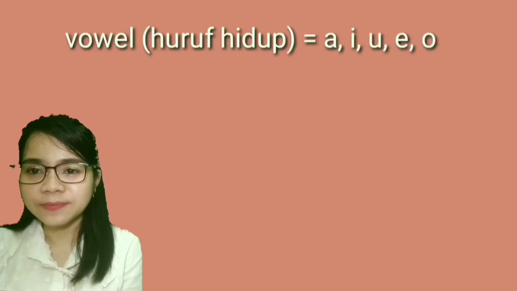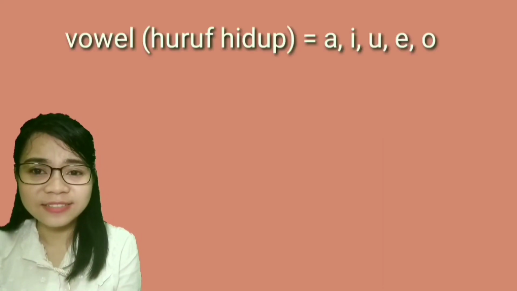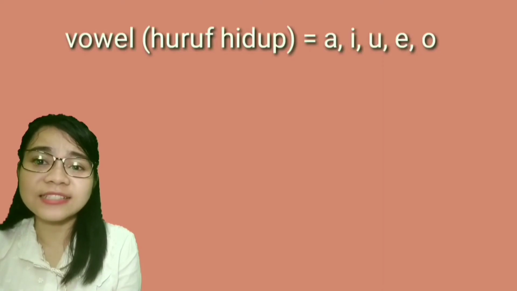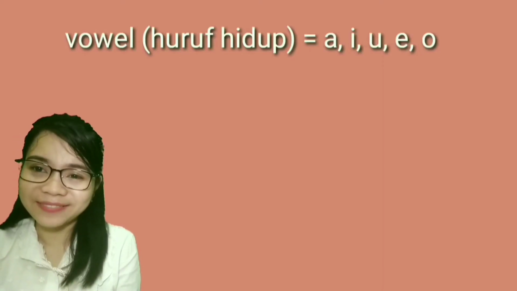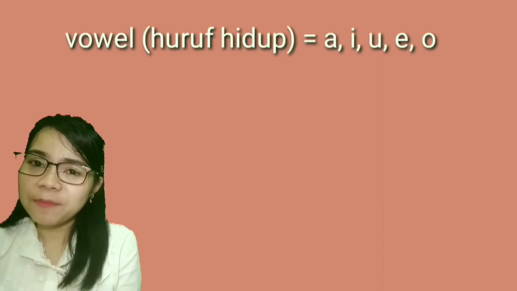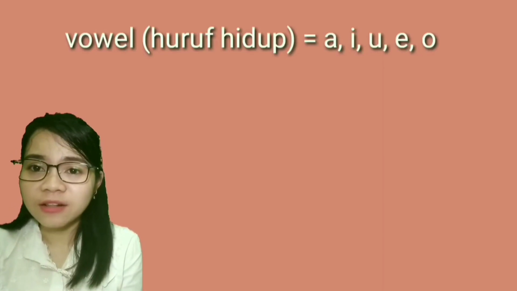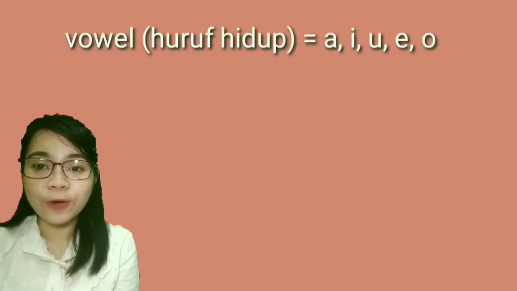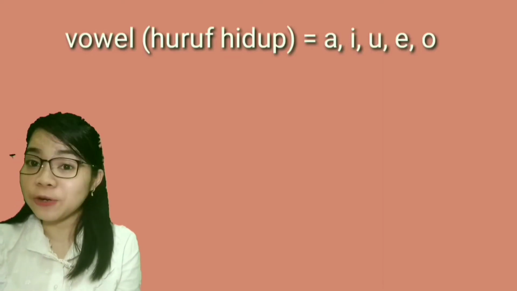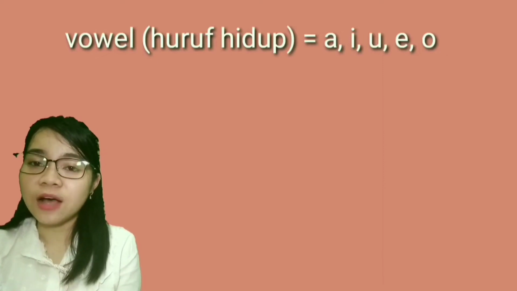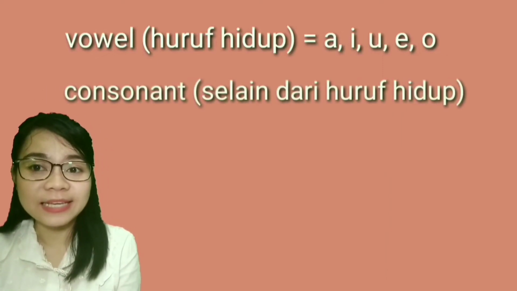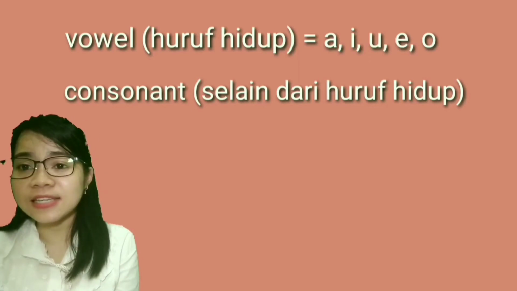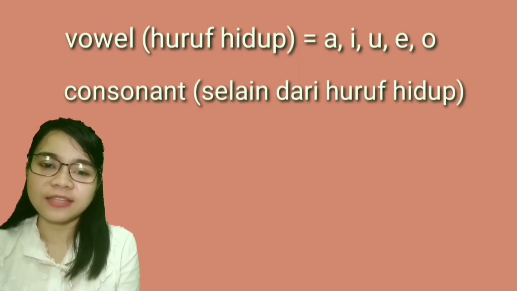I'm going to ask you, what is a vowel? What is a consonant? A consonant is not a vowel letter, right? But what is a vowel? Vowels are A, I, U, E, O. In Bahasa, we call it huruf hidup. So consonants, huruf mati, such as B, C, K, and etc.